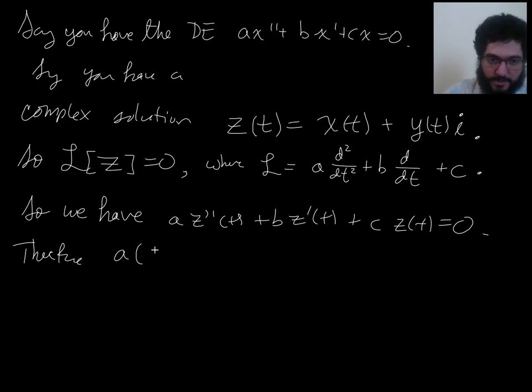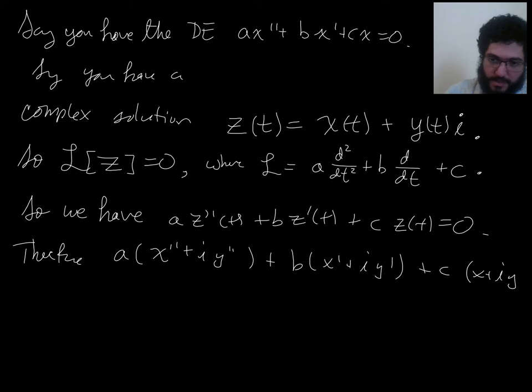A, and then instead of z prime prime, I'll write x prime prime plus I y prime prime plus b, and then here I write x prime plus I y prime plus c, and then z is just x plus I y. And I'm just being too lazy to write of t, but really I should say of t everywhere here. Okay, equals 0, right? That was the original equation, equals 0.